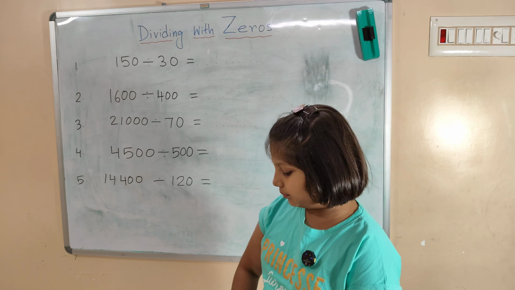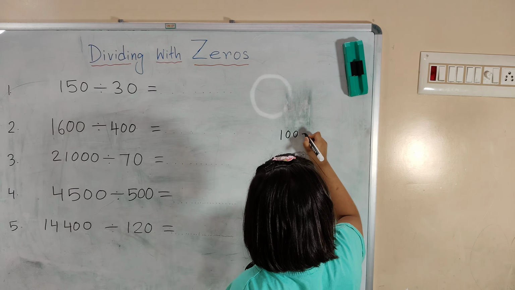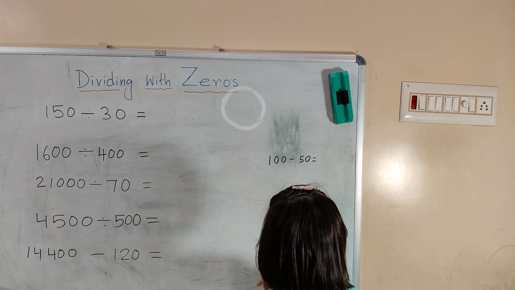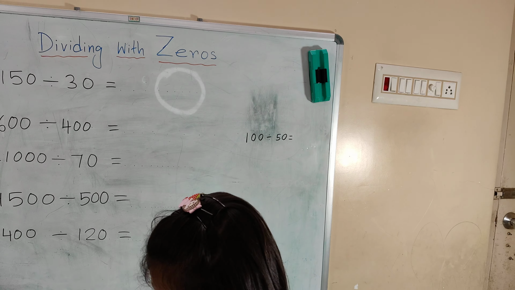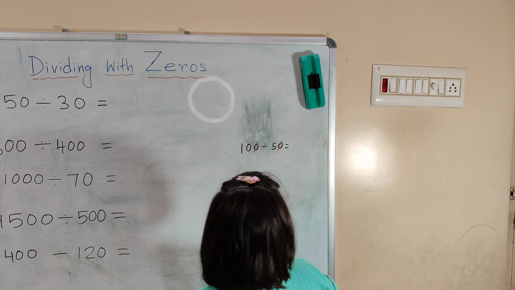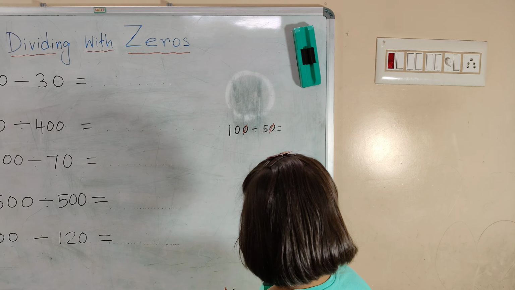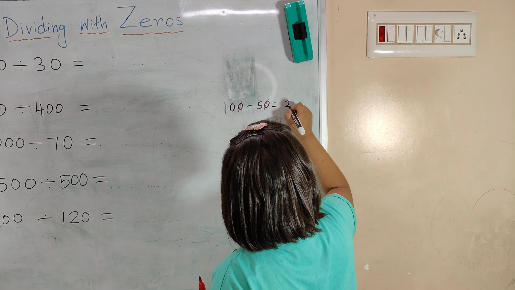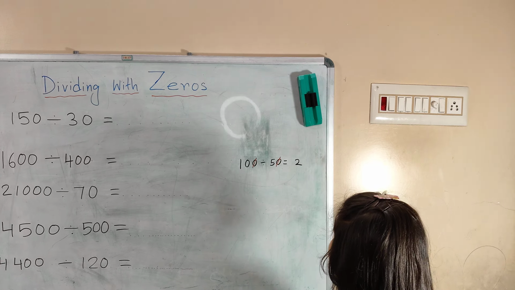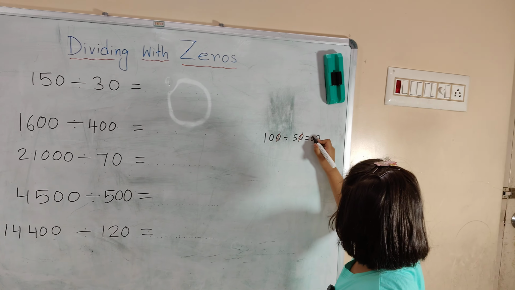So write it on the board. Write 100 divided by 50. Now cancel 1 zero from both sides. And now do as usual division. 10 divided by 5. So what will be the answer? 2. Very good. So the answer will be 2. That means the quotient is 2 and the remainder will be 0.